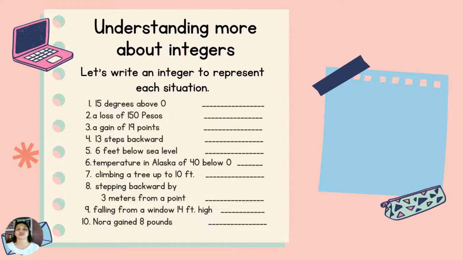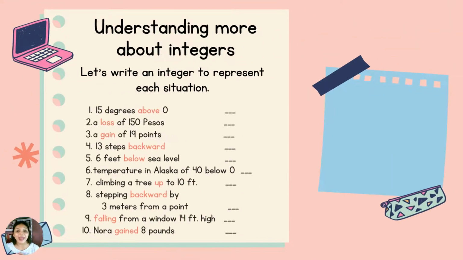Alright. A loss of 150 pesos. A loss. Yan. Loss, nawalan. Number 3, a gain of 19 pounds. Gain. Gain is the term. Number 4, 13 steps backward. Backward is the term. Number 5, 6 feet below sea level. Below. Below is the term. Temperature in Alaska of 40 below 0. Below again, below.